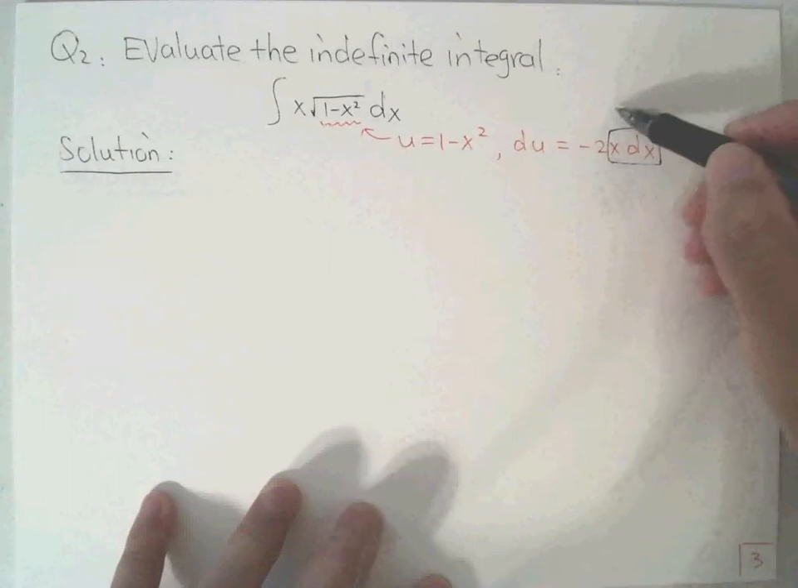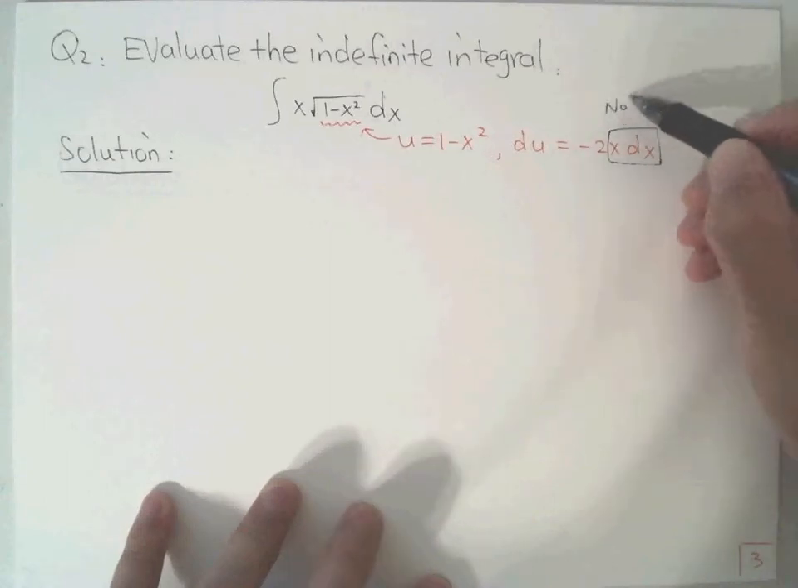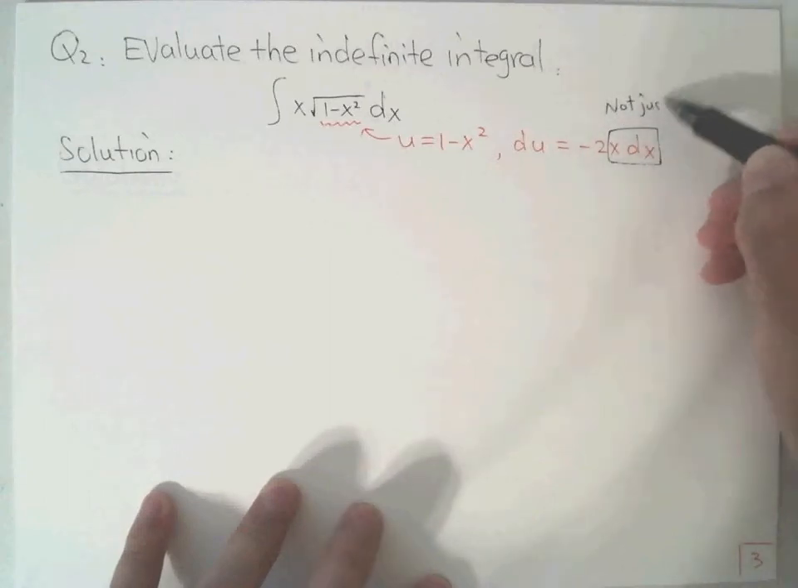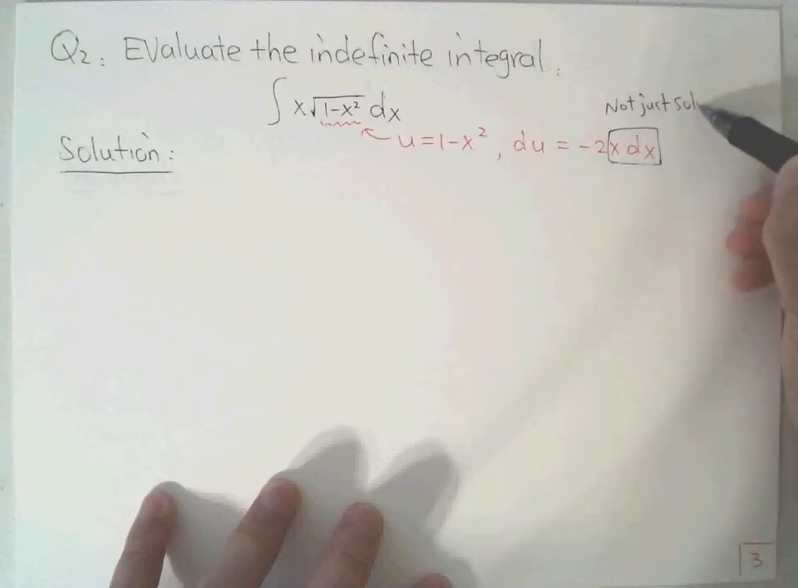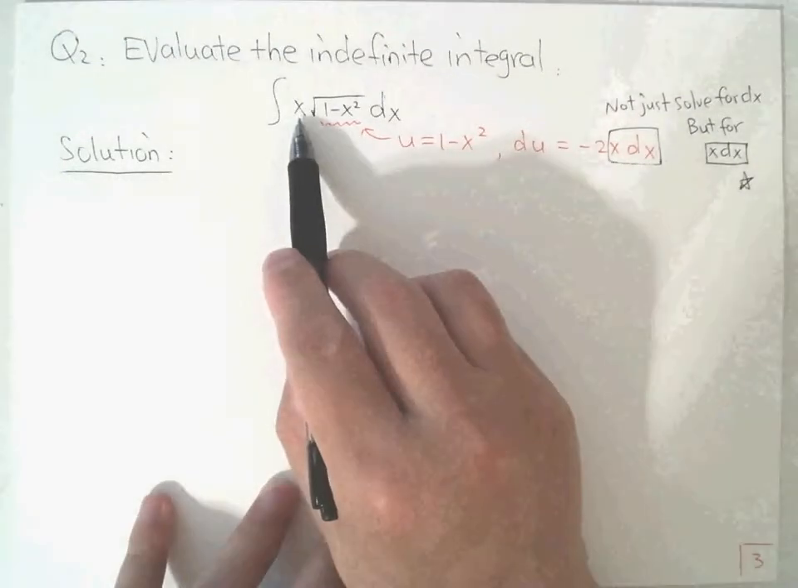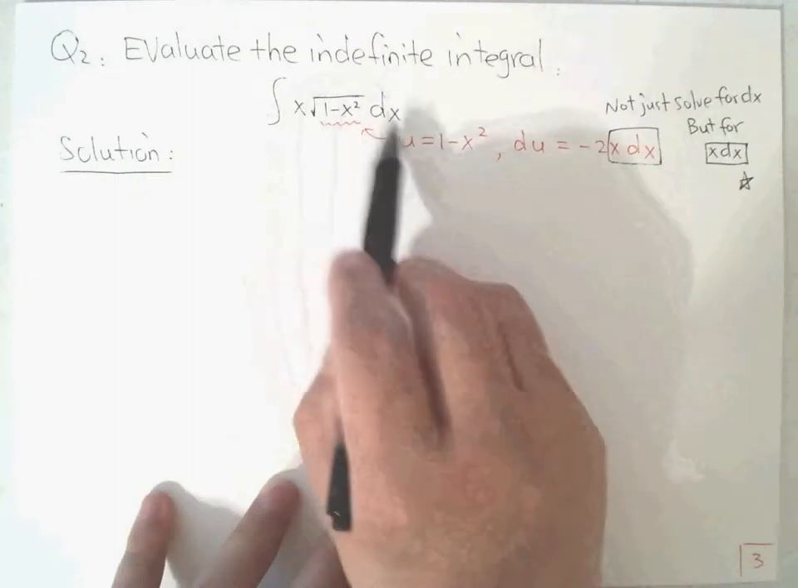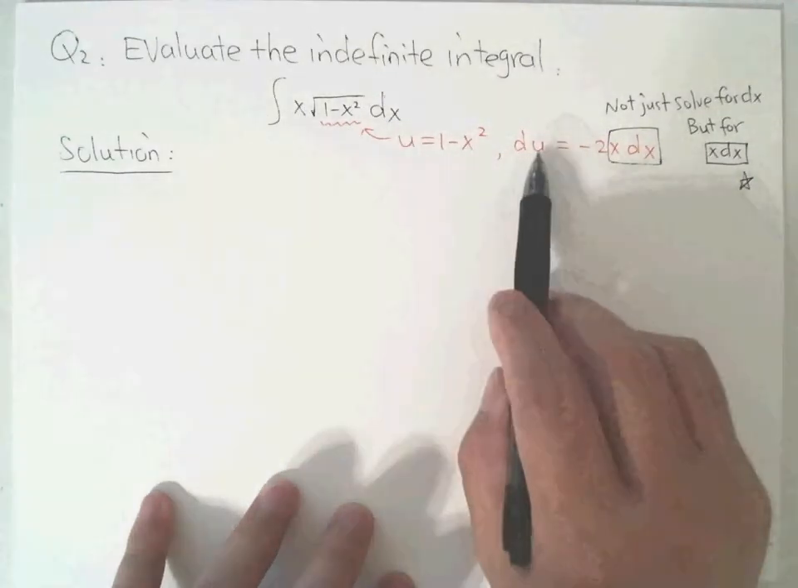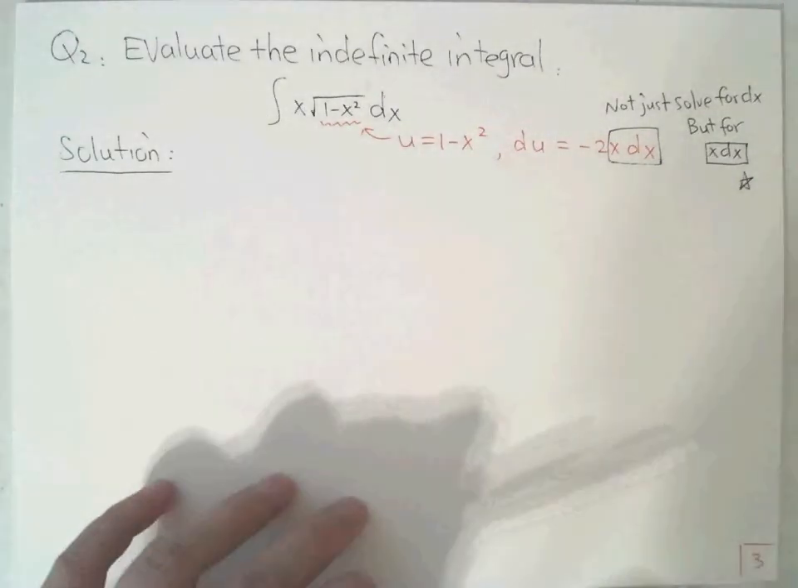This time, don't just solve for x, and not just for dx, but solve for x times dx. Okay, solve x times dx. This is important. Why? Because this is x times dx, and you can switch the order, right? X times dx goes to du.